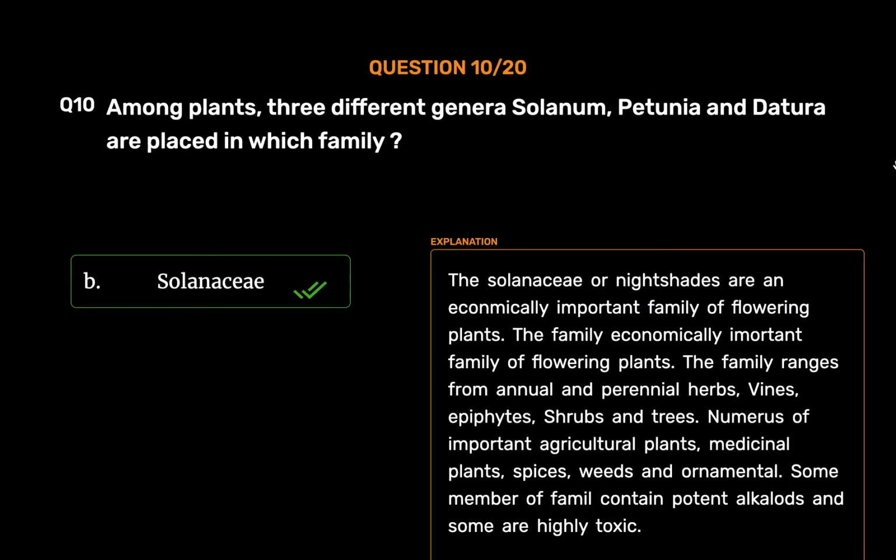Solanaceae. The Solanaceae or nightshades are an economically important family of flowering plants. The family ranges from annual and perennial herbs, vines, epiphytes, shrubs and trees. Numerous important agricultural plants, medicinal plants, spices, weeds and ornamentals. Some members of the family contain potent alkaloids and some are highly toxic.